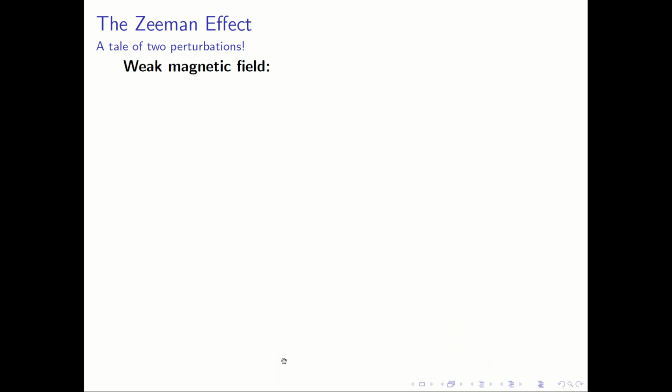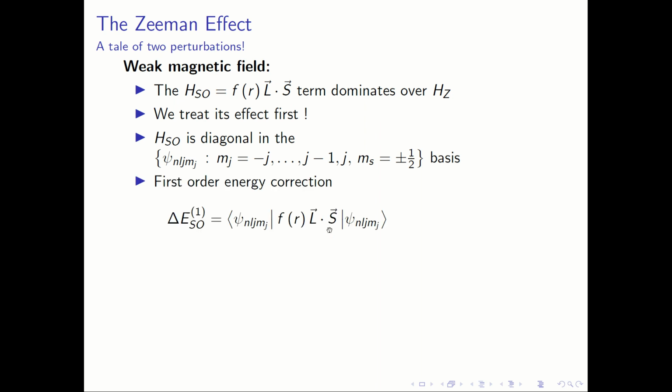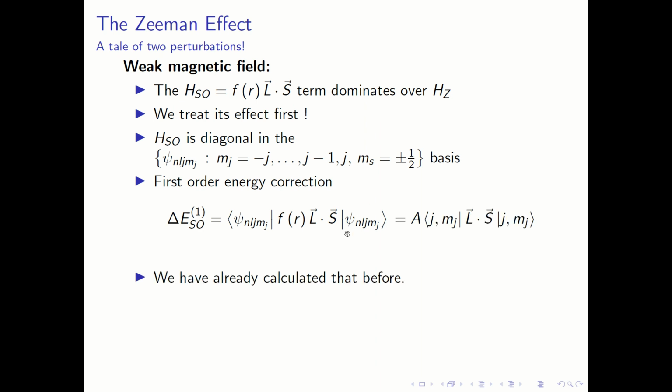What happens in a weak magnetic field? Well, here the H_SO term, the spin orbit term, dominates over H_Z. So that's the perturbation we have to treat first. Since H_SO is diagonal in this particular basis, as we have already seen a while ago, the first order energy correction due to this spin orbit term has to be calculated using this basis. We have already calculated this before, so I am not going to go through this calculation again. This is nothing new. This is what we did a while ago when we were dealing with the spin orbit perturbation.